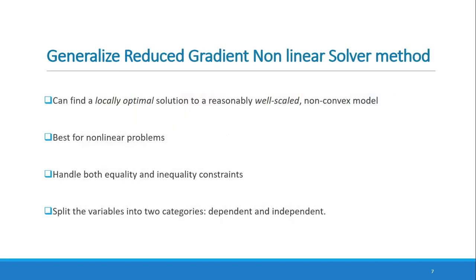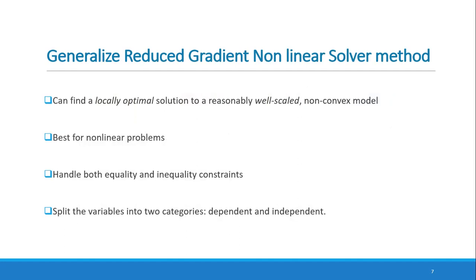So this is the method that we are going to use to optimize this objective function, which is the generalized reduced gradient nonlinear solver method. The reason to use it is that it can find a locally optimal solution to any reasonably well-scaled, non-convex model. It is best for nonlinear problems. It is a nonlinear problem as well, so we use it because it is perfect for solving nonlinear problems.